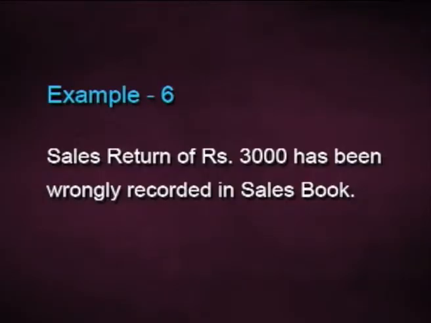Let us say one more example. Let us say sales return of rupees 3,000 has been wrongly recorded in sales book. This is an error in subsidiary book. I hope you remember that each subsidiary book except for cash book and journal proper has only one amount column and transaction of one nature only, that is either debit or credit, are recorded in each book.